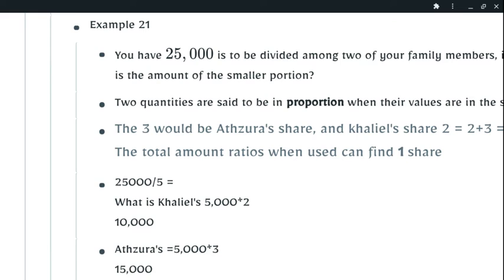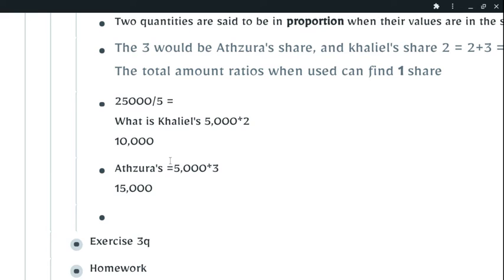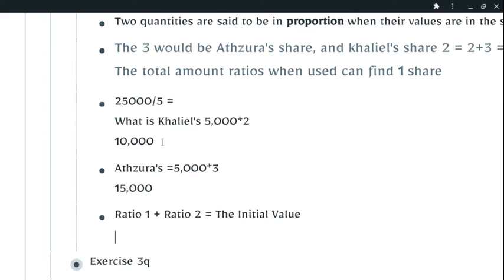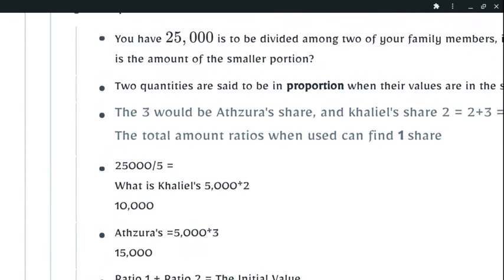Everybody understand? Let me write that down. All right, write this for me. So share or ratio 1 plus ratio 2 is going to equal the initial value. And let's prove it. Ratio 1 was Khalil's, which was 10,000, plus the other share, which was 15,000. That will give us 25,000. So everybody see how it relates? Let me scroll down. There you go. So ratio 1 plus ratio 2 gives us back the initial value, which was in the question that said 25,000.